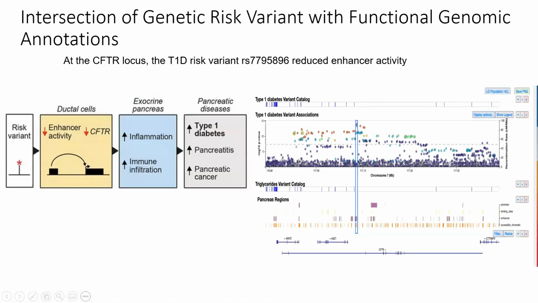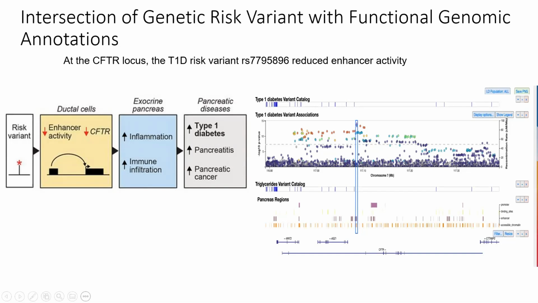Then the knowledge portal integrates the data from CMDGA and runs bioinformatic methods to integrate functional genomic annotations with disease risk. And here you can see the T1D risk variant RS7795896 is in enhancer region and an accessible chromatin region, and this particular risk variant, which is at the top of the Manhattan plot, reduces the enhancer activity.